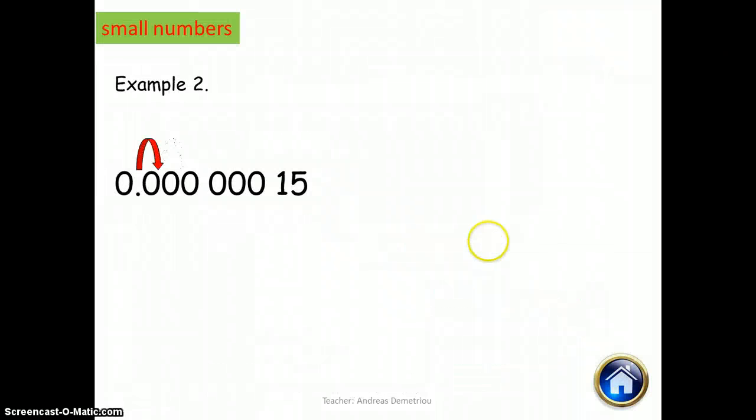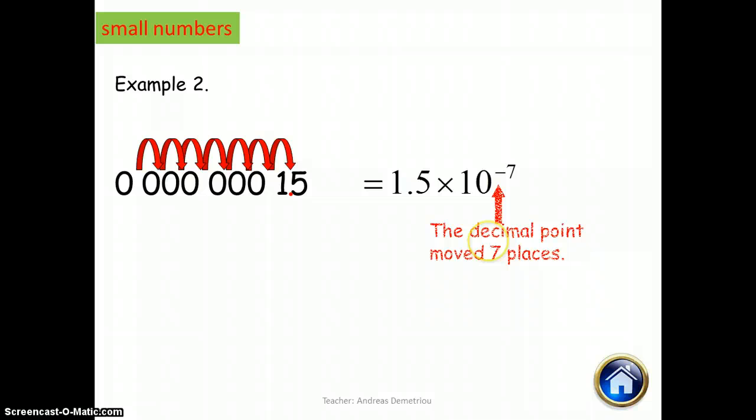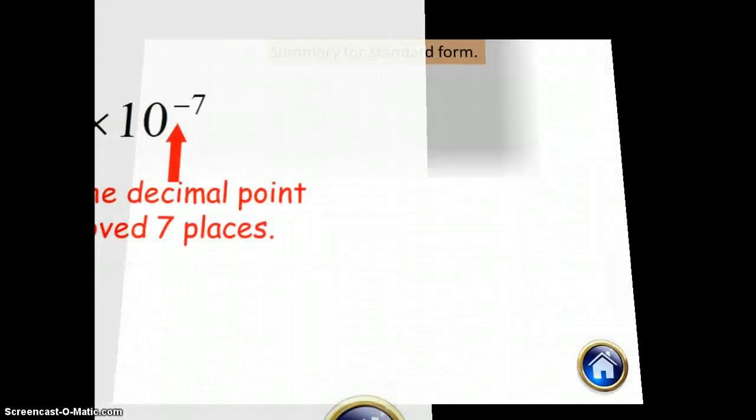Example 2, we need to move the decimal point 7 places to the right. Therefore, the answer is 1.5 times 10 to the power of minus 7.